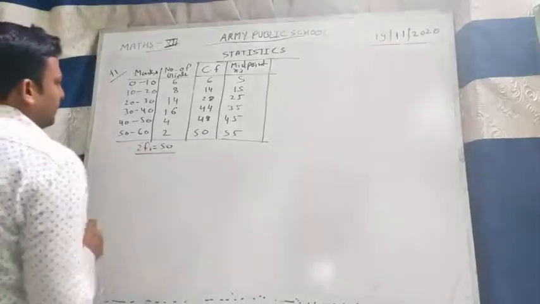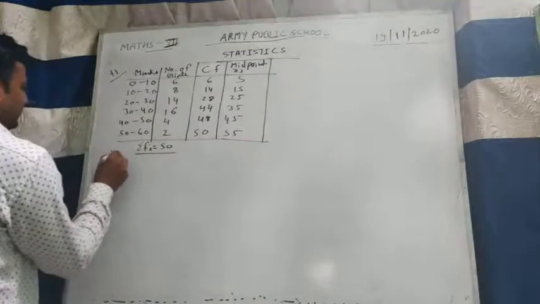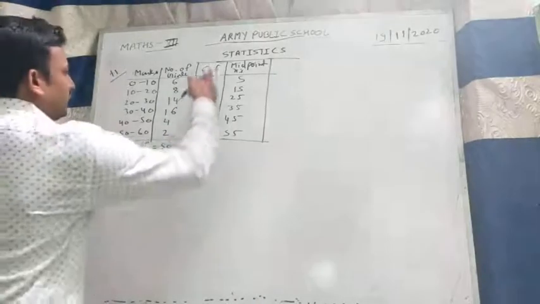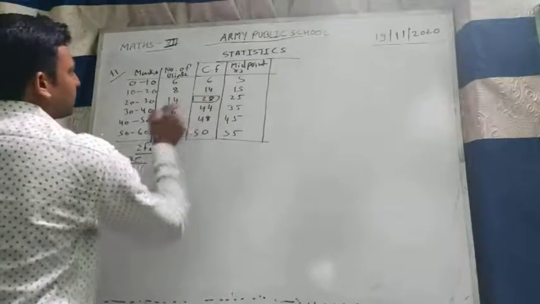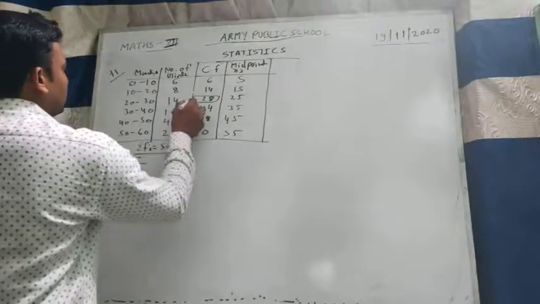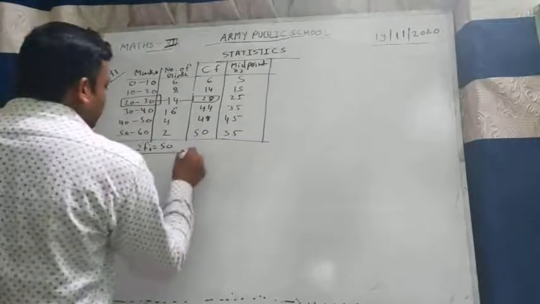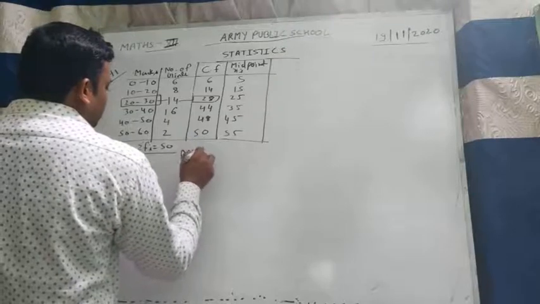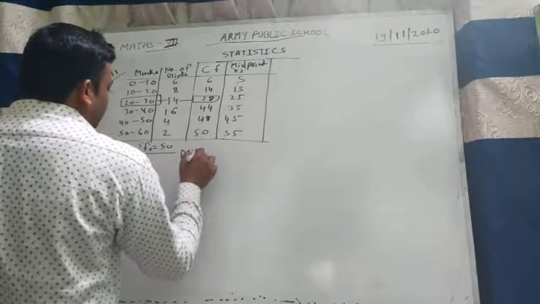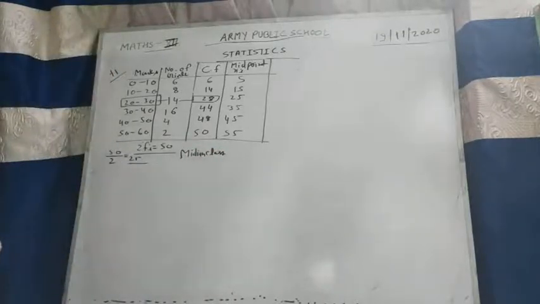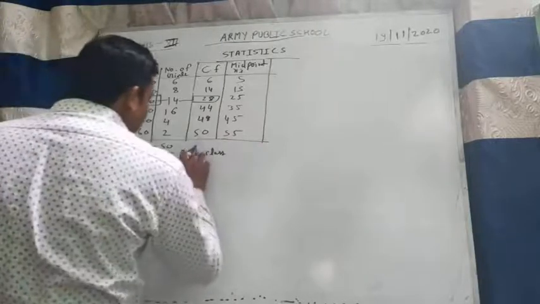So this is 50 here. So we will find out 50 by 2. So this is 25, and 25 comes in under this. Okay. So this and this is our median class. So we write median class. So median class will be what?